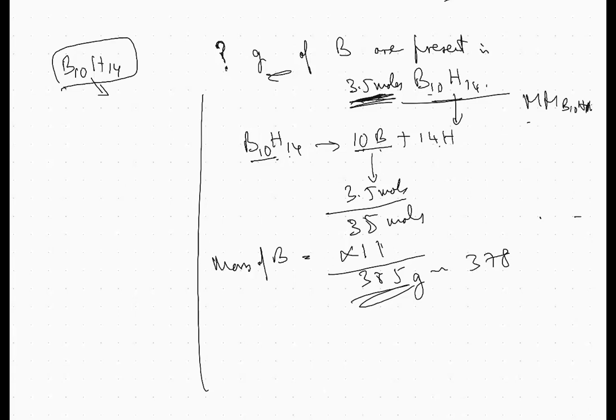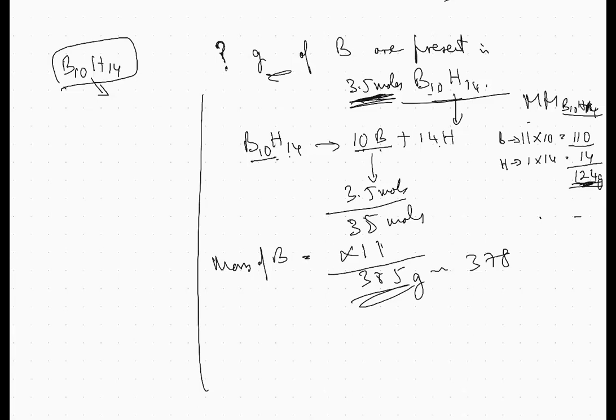It will be boron is 11. 11 times 10, 110 for boron. And for hydrogen, we have 14. 1 times 14, 14. So we get 124. So 124 grams is the molar mass of B10H14. So in this 124, you get 110 boron. Right?